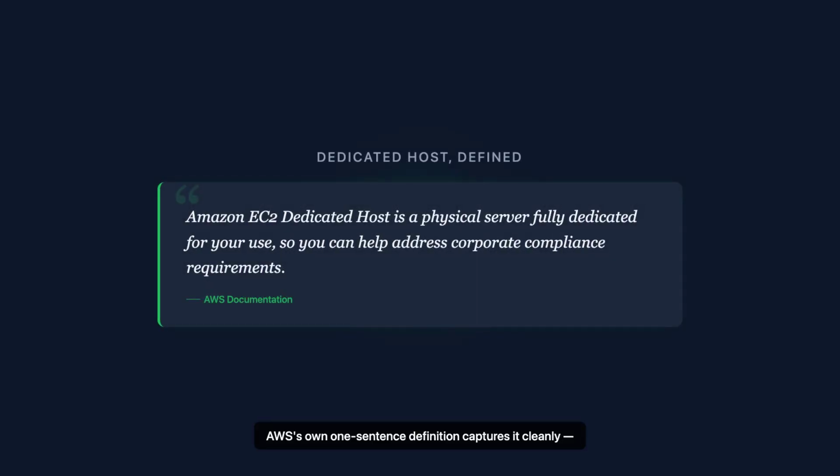Amazon Web Services' own one-sentence definition captures it cleanly. Amazon EC2 Dedicated Host is a physical server fully dedicated for your use, so you can help address corporate compliance requirements. 2 phrases matter here: physical server and compliance requirements. That's the entire reason Dedicated Hosts exist.